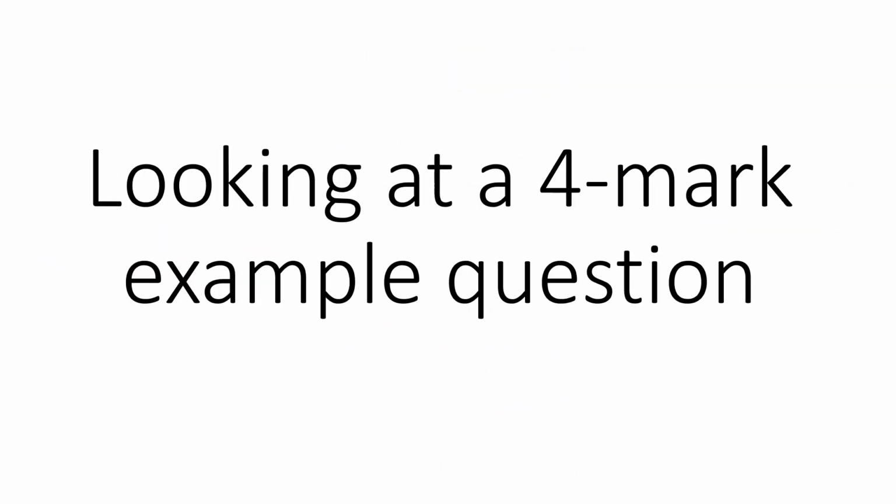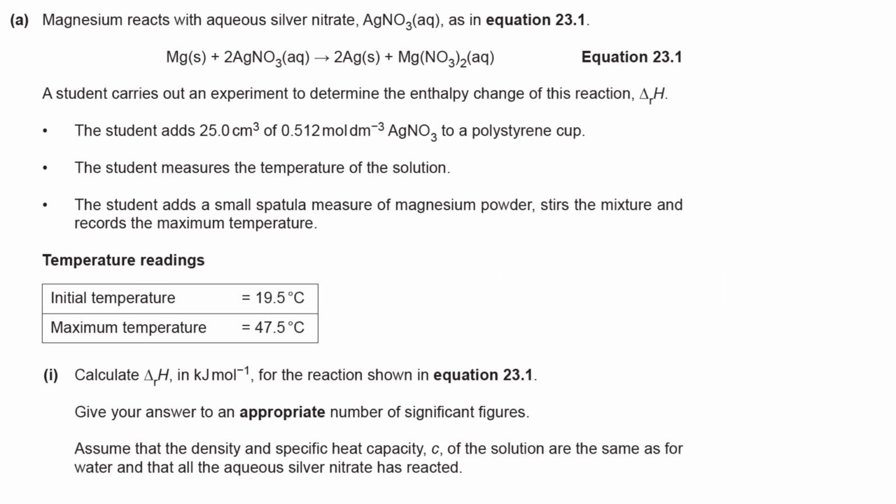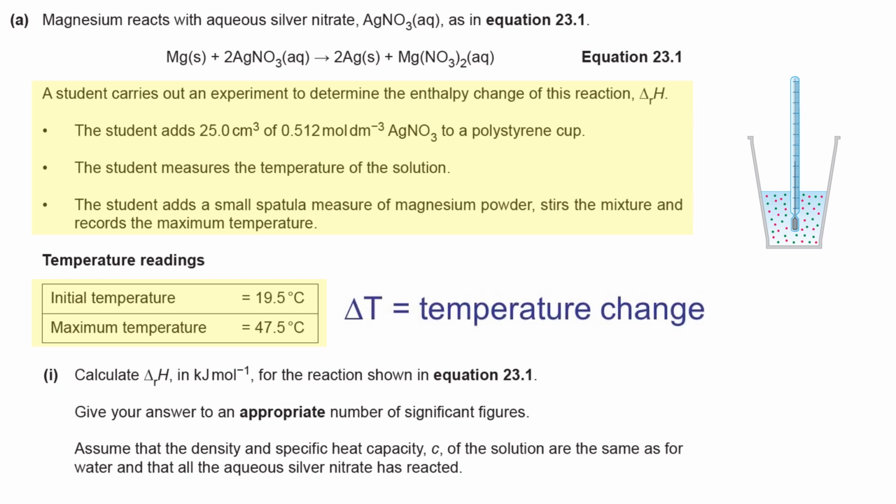So let's have a look at a 4-mark example question. So first of all, it tells you what the student does. They add 25 centimeter cubed of 0.512 mole per decimeter cubed of silver nitrate to a polystyrene cup. The student measures the starting temperature, then adds a small spatula measure of magnesium. So this particular setup will be the one that takes place in a polystyrene cup that we talked about earlier. So delta T is the difference between those two temperatures, the initial and the final temperature.